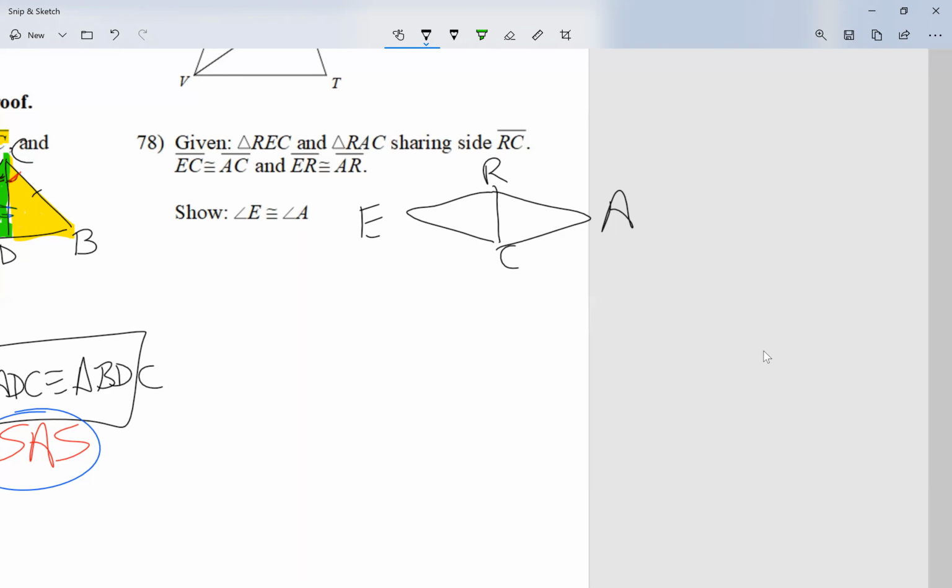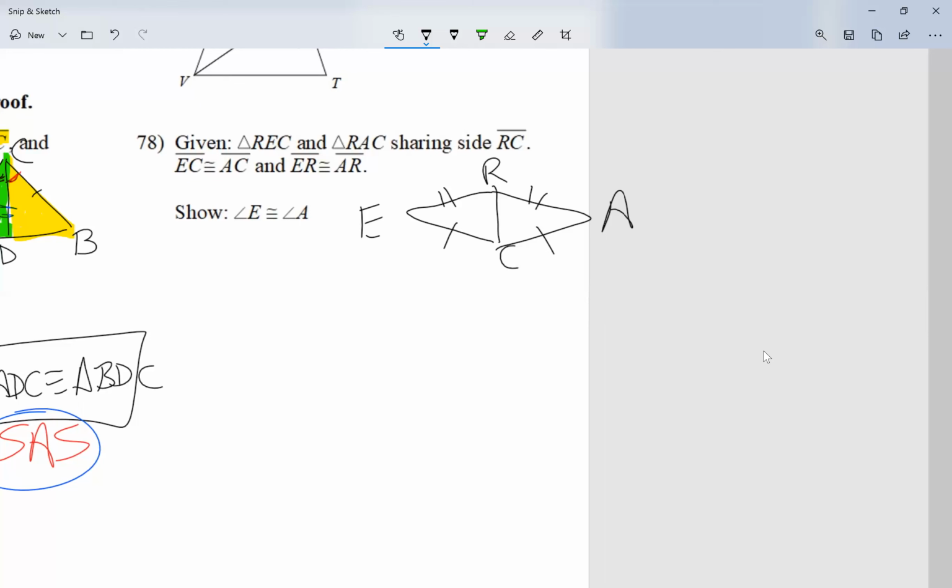EC is congruent to AC. So the side EC is congruent to AC. I'm looking at what is given, everything that is given. And then I also have that ER is congruent to AR, this side. I need to show that angle E is equal to angle A.